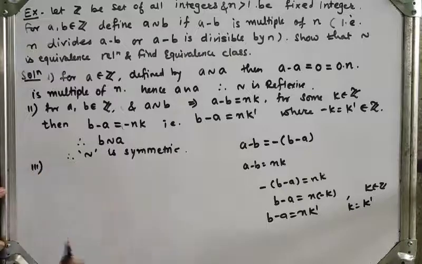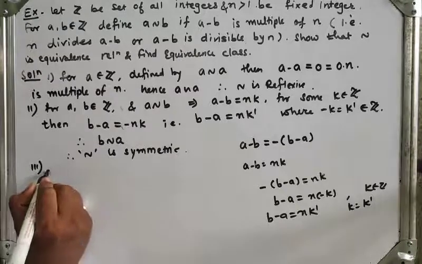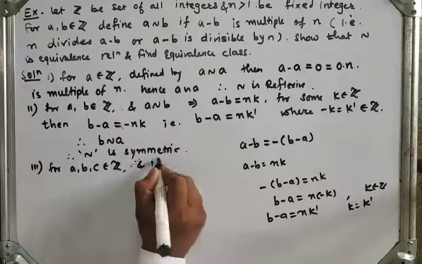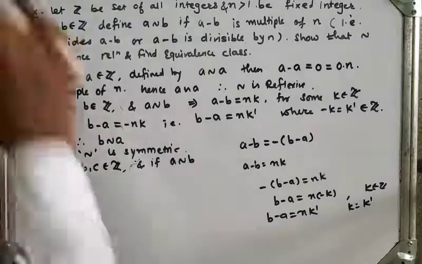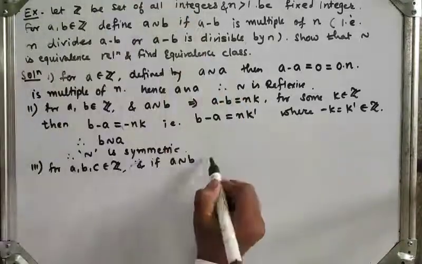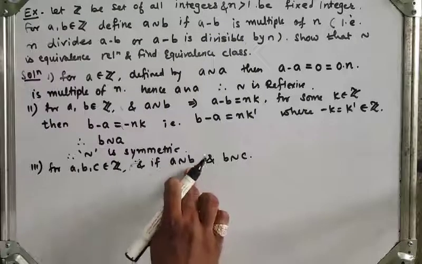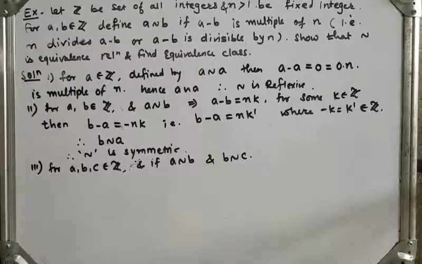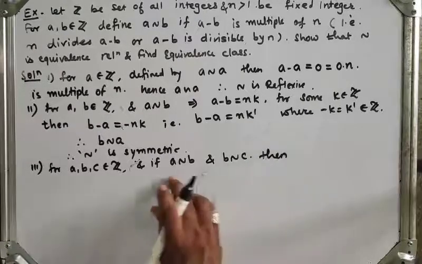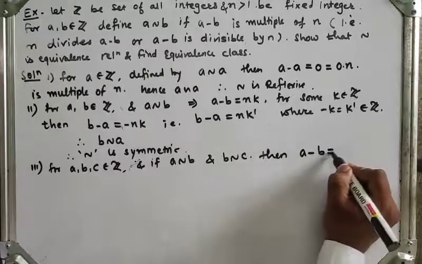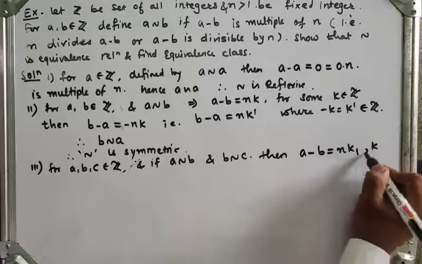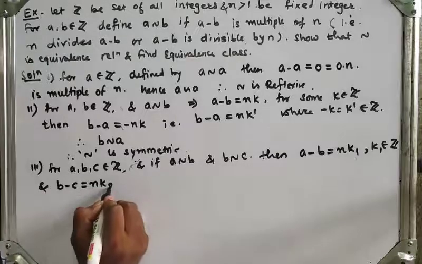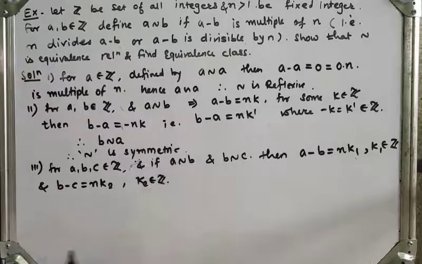Now finally the third case, for transitive relation. For A, B, C belonging to the set of integers, suppose I have two conditions: A equivalent to B and B equivalent to C. A equivalent to B means A minus B is equal to n into k1, for k1 belonging to the set of integers, and B equivalent to C means B minus C is equal to n k2, for some k2 belonging to the set of integers.